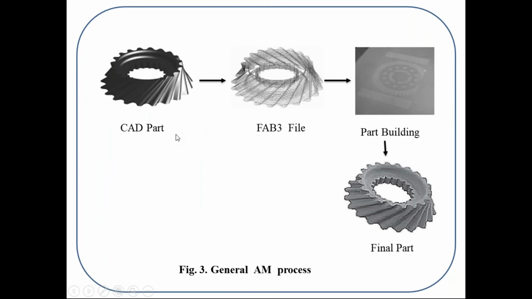And generally in DMP Flex we create a part. Yesterday Rakesh discussed how to create a part in 3D Slice Expert software. After creating the part, we convert it into a Fab3 file. Remember, this DMP Flex 100 only accepts Fab3 files. These files are imported into the system through the control panel. After that the part building process takes place, and finally we get the final part. If you want to enhance the mechanical properties, then we do post processing.